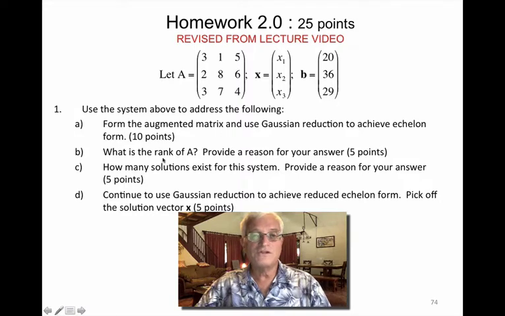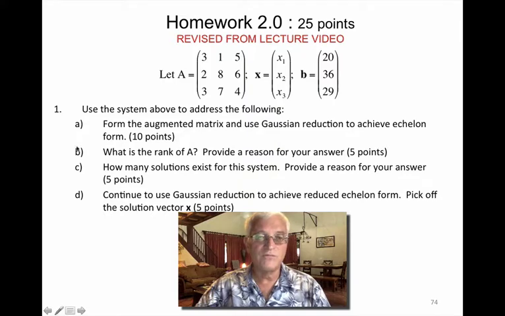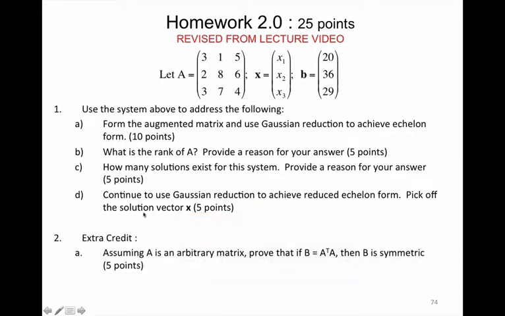Now you may notice in the past I've numbered problems A, B, and C to try to distinguish them from numbers in the book, and now I'm going back to a normal 1A, 1B, and so forth, because we've already got a matrix A and a vector B, so they get kind of confusing if I don't stick with numeric points here. So we'll be doing problem 1, and we'll also have a problem 2, which is extra credit.